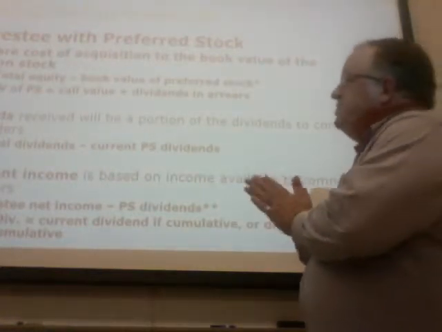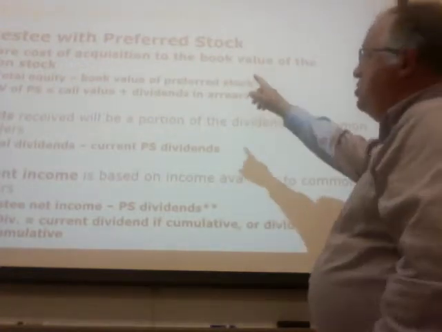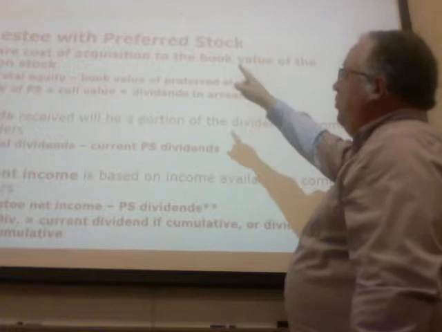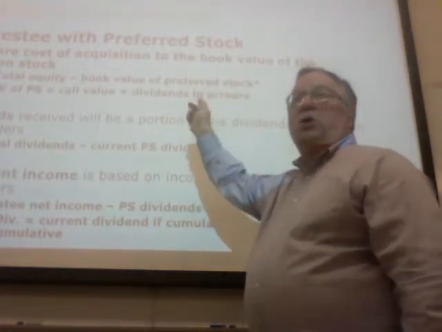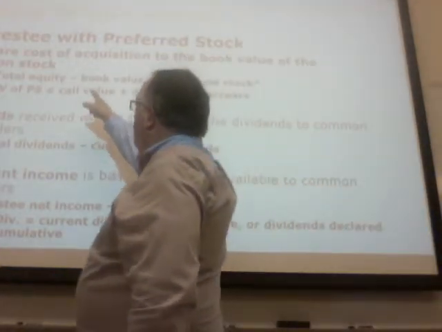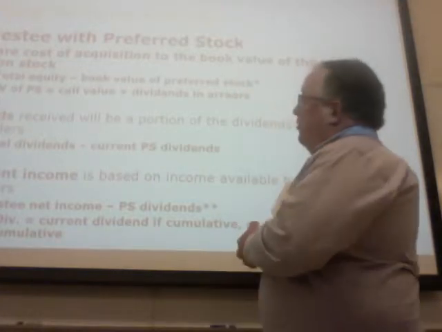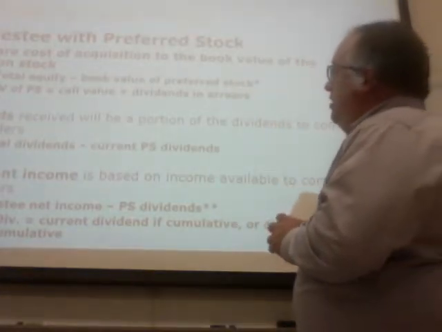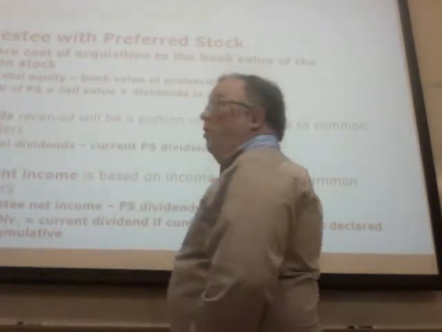Where an investee has a preferred stock, we compare the cost of the acquisition. If we're buying common stock, we compare the cost of the acquisition to the book value of the common stock. We will come back to this in later chapters. But total equity minus the book value of the preferred stock is going to be our book value of our common stock. The book value of preferred stock is its call value.